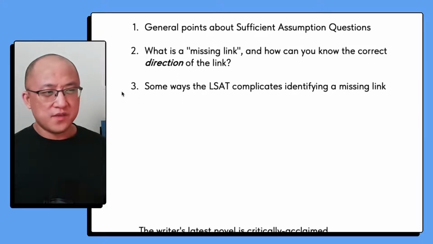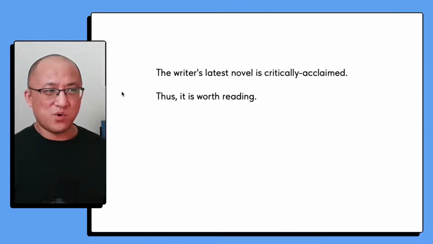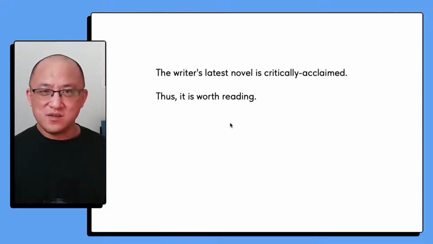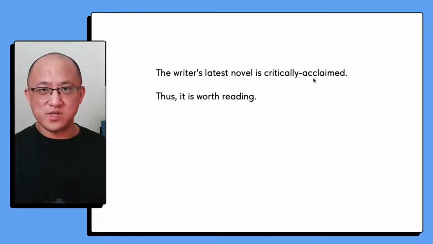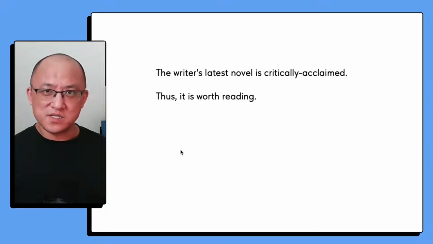I want to start with what should be a very easy, straightforward example, just to show you intuitively, you probably understand what a missing link is. When you read this, and it says the premise is the writer's latest novel is critically acclaimed. The conclusion is, thus it is worth reading. When you read this argument, what comes to mind when I ask what the argument is assuming?